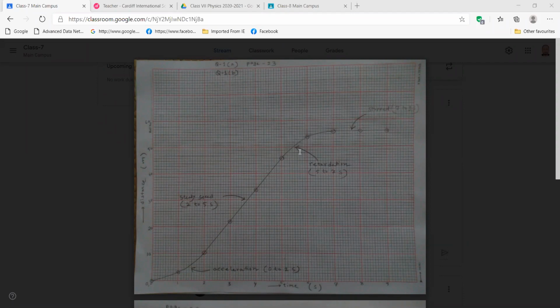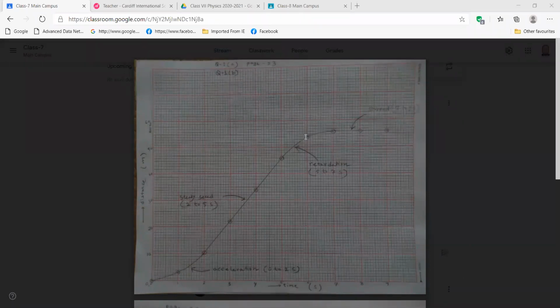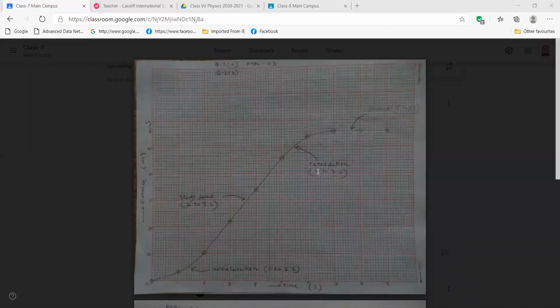Then again, from 6 second to 7 second, you see only 2 meters, right? 54 to 56. So it is only 2 meter. That means the speed is now only 2 meter per second. Again, we are getting less speed than before. So here we are saying it is retardation, right? Is it clear? It is retardation from 5 to 7 seconds. So done this part.